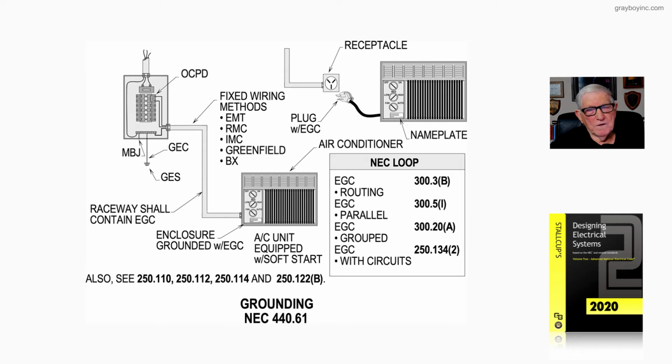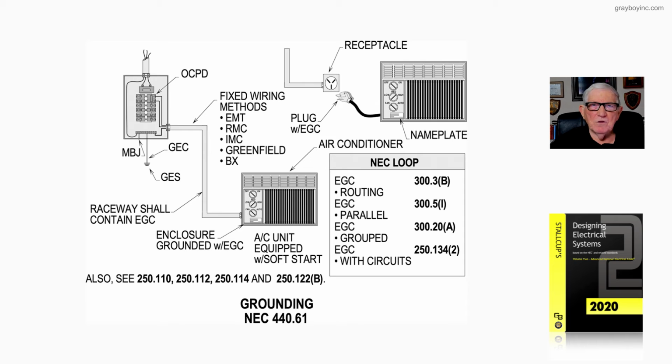250.110, 250.112, 250.114, and 250.122(B). Now notice in the drawing where we hardwired the air conditioner, and it just shows one hardwired. It shows EMT, rigid metal conduit, IMC, greenfield, and BX, the old AC cable being used.